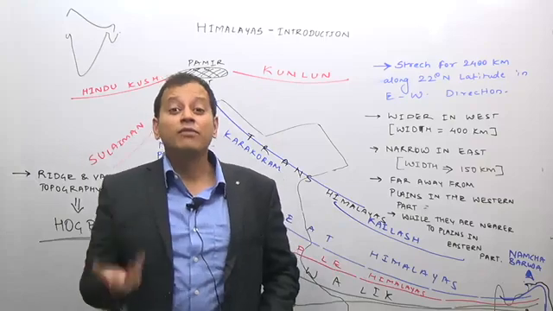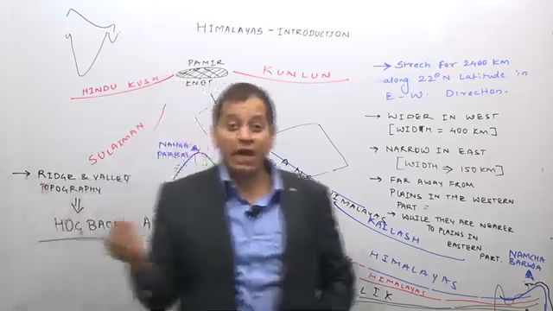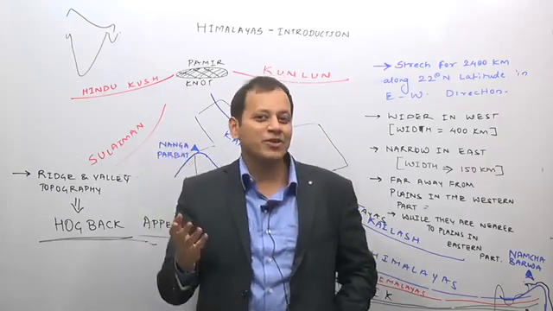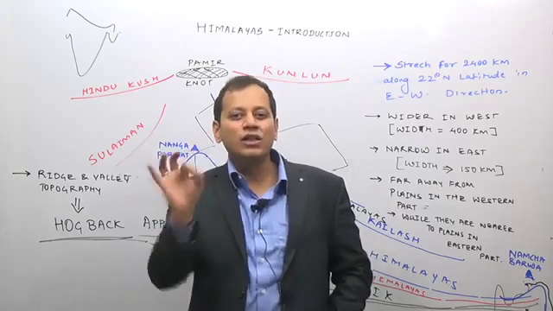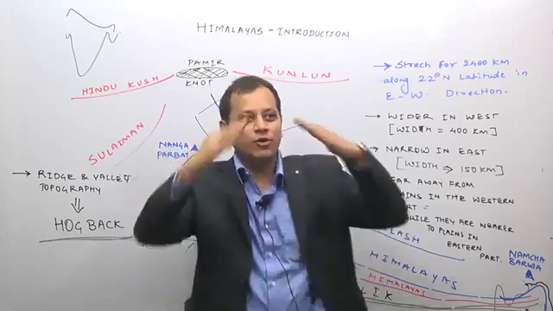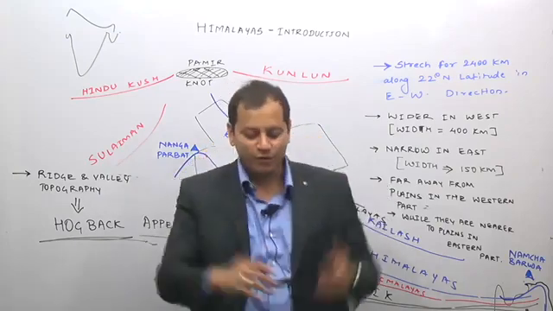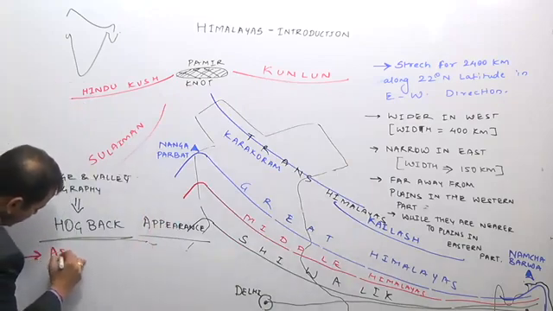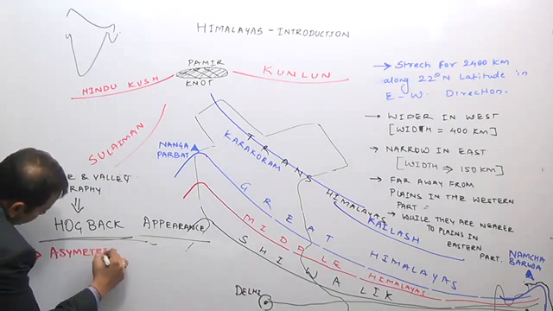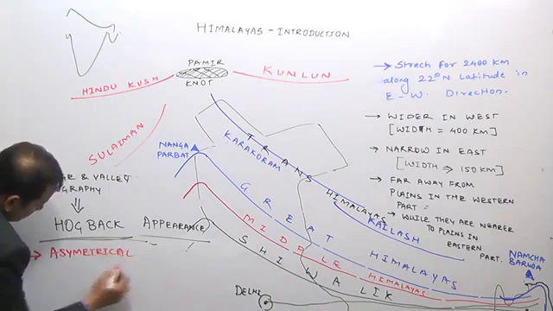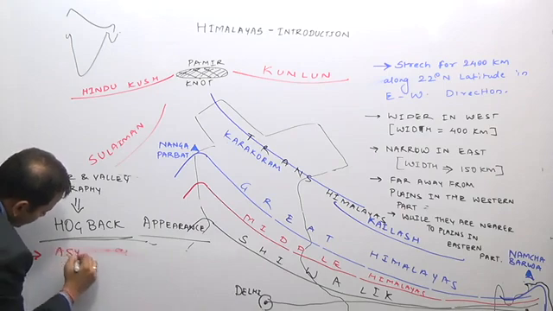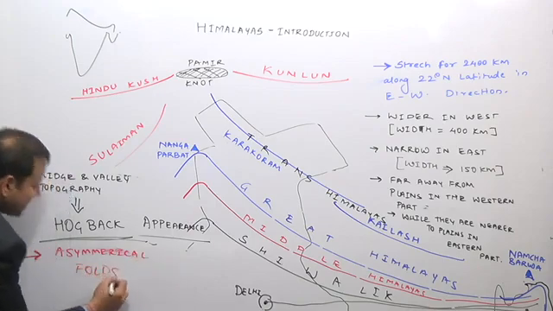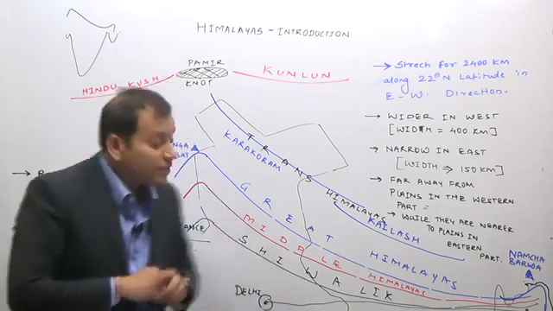Now, what will be the kind of folds? These are the folded mountains. So are the folds symmetrical or asymmetrical? As I told you in the plate tectonics lecture, in the real world, all the folds are asymmetrical. You won't find a symmetrical fold, where the two limbs of the fold are exactly alike. This doesn't happen. The Himalayas are an example of asymmetrical folds. So this was an introduction to the Himalayas.